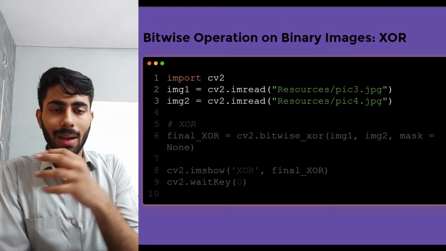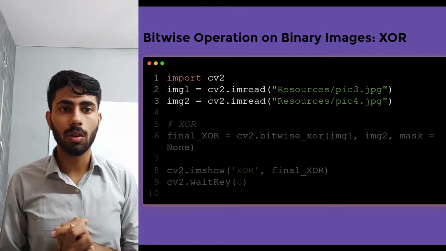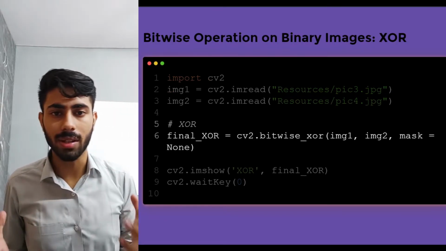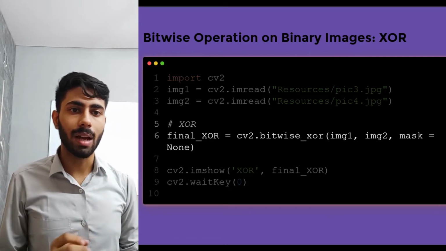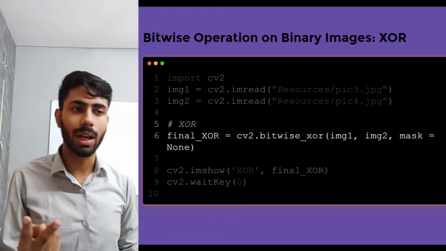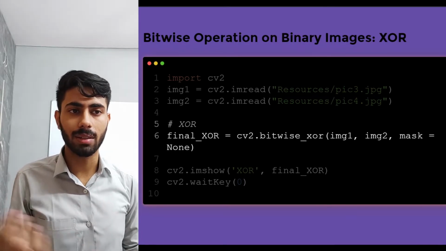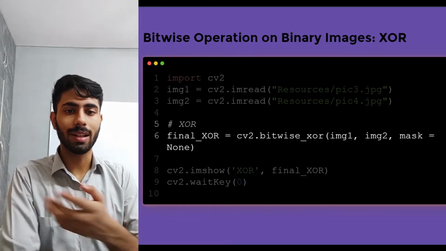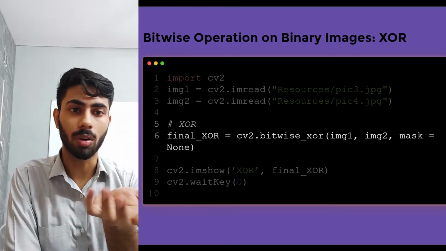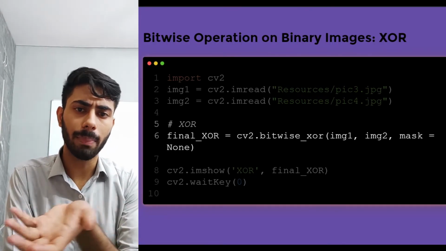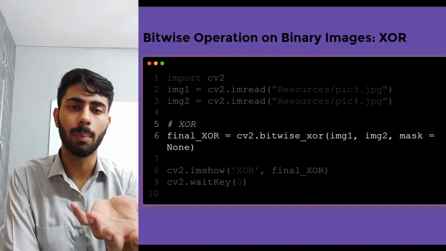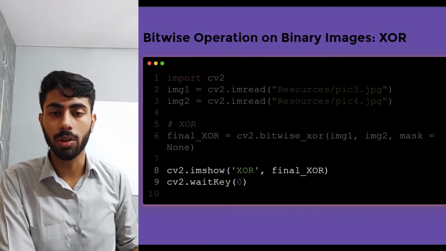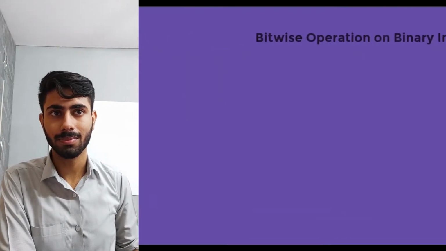Similar to AND and OR, inside XOR also I have to use bitwise underscore XOR. The only change is underscore XOR. Here also, similar to AND and OR, I have to pass both the images, image 1 and image 2, and then I have to apply a mask. Again, just like the previous cases, I am not using any mask, but you can play around with it. You can search on Google about different kinds of masks that you can use, and you can apply them, and then you can simply show your final output on the screen.